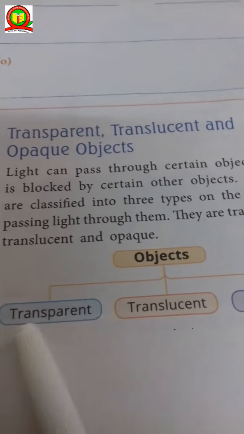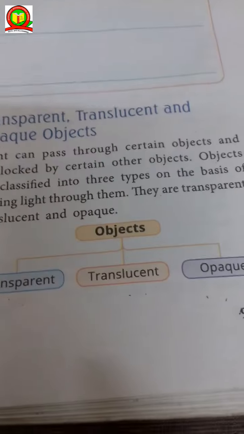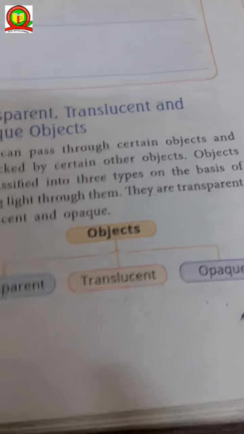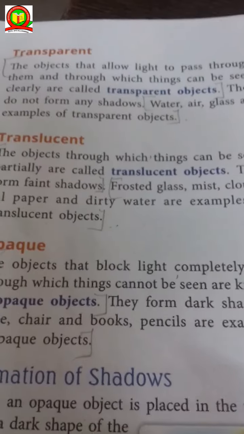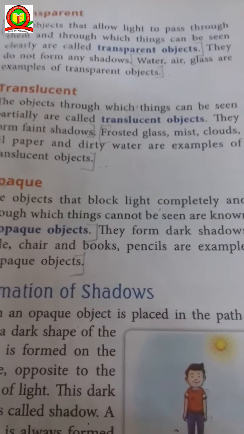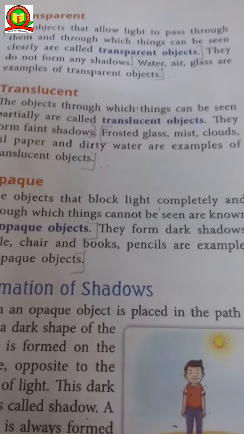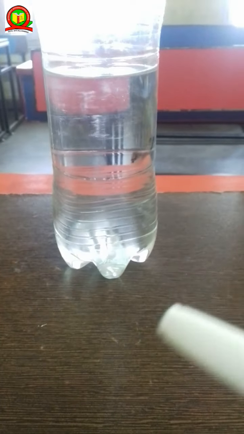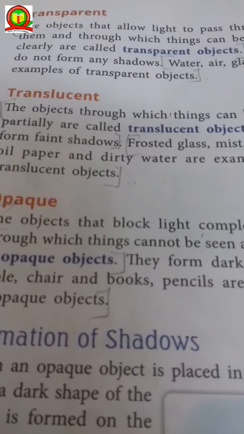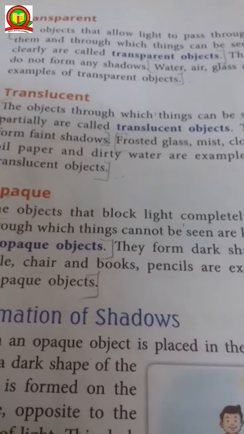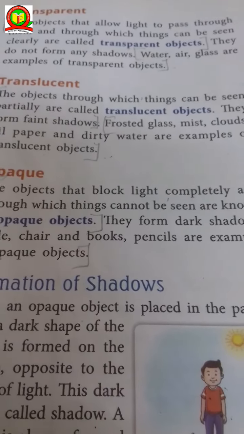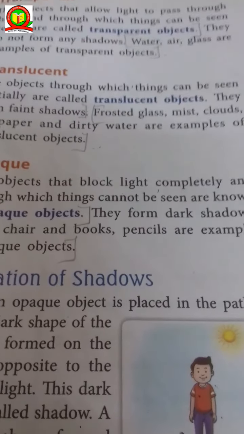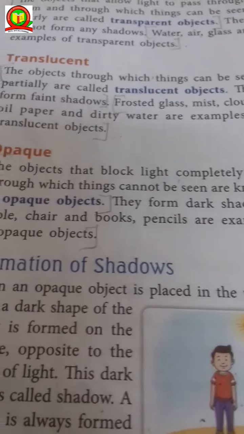The objects are divided into 3 parts. So now we are talking about the first one, transparent. Transparent means objects that allow light to pass through them and through which things can be seen clearly, on the other side, in the opposite direction. Examples are water, air, glass and all these things.